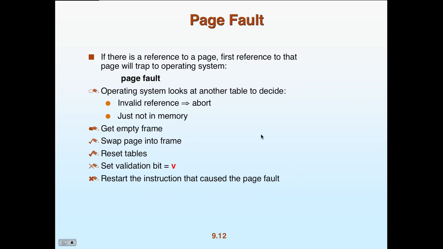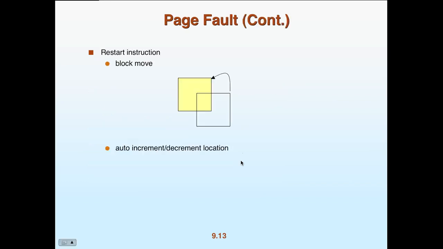So page faults make the operating system run slower. It's going to run slower because of all of these activities I just went through on the screen here, but it's going to essentially take CPU cycles to load something. It's more work, essentially. So to restart the instruction, we have what's called a block move.